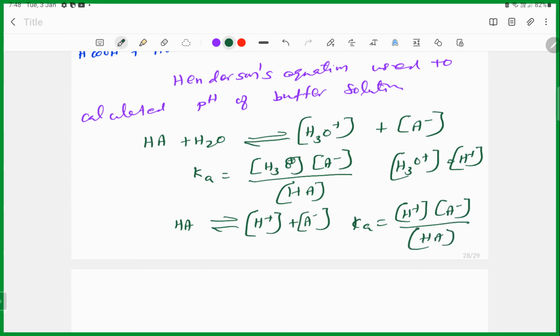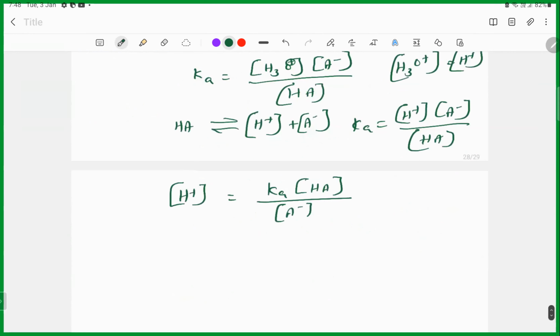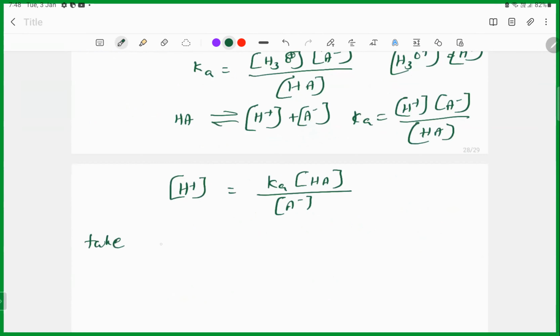Writing it either way is the same. Now we need the H plus ion. So H plus equals Ka into HA divided by A minus. So take minus log on both sides.